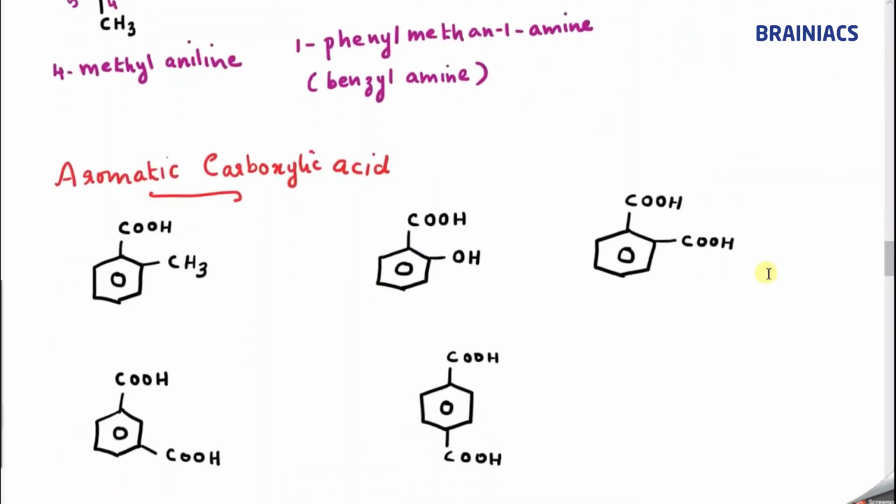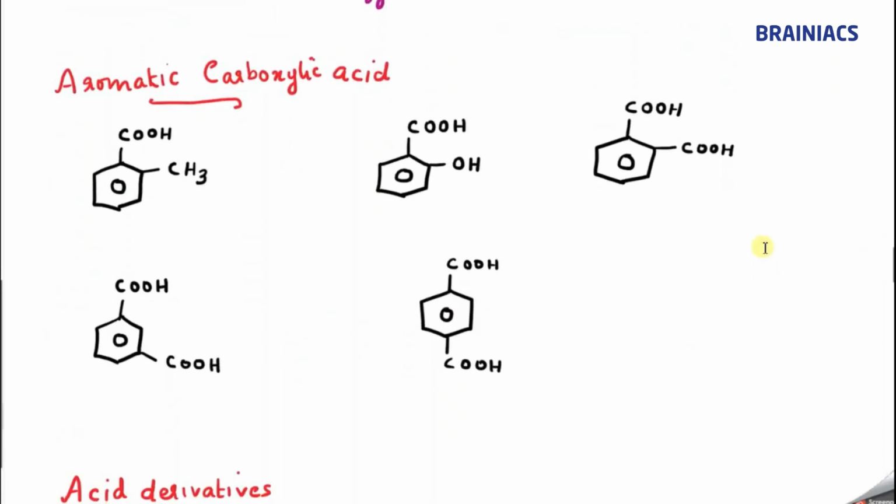Now let's go to the next one. This is a very important class, aromatic carboxylic acids. So can you tell me the name of the first compound? We know that carboxylic acid is the functional group here. So let's start numbering from here. 1 and this is 2, this is 3, this is 4, this is 5 and this is 6.